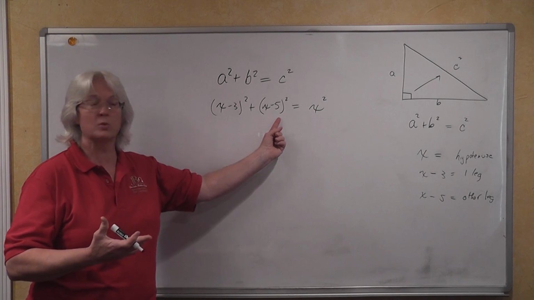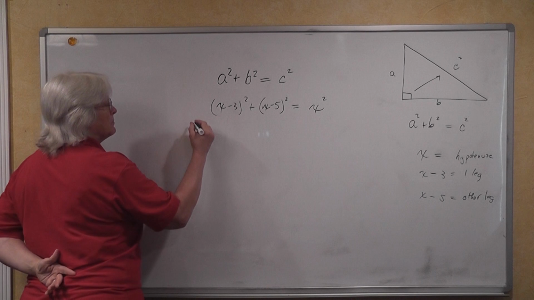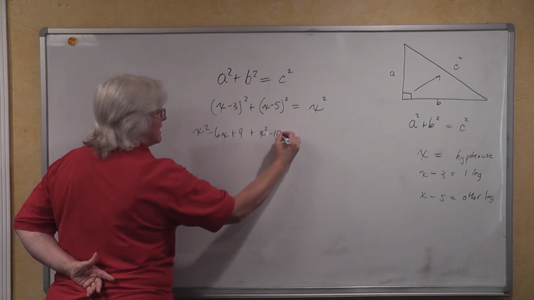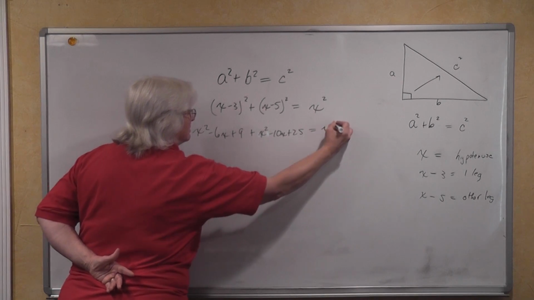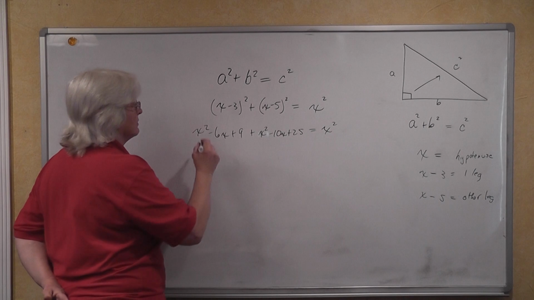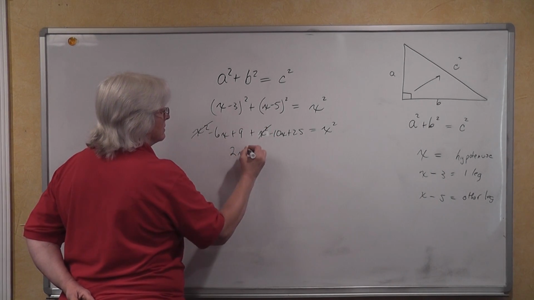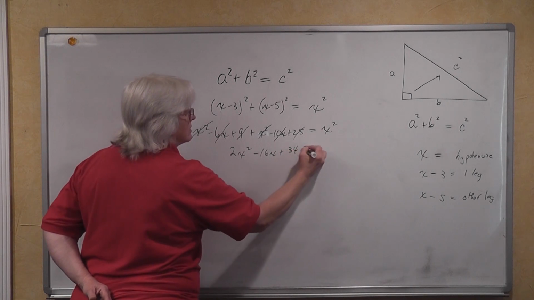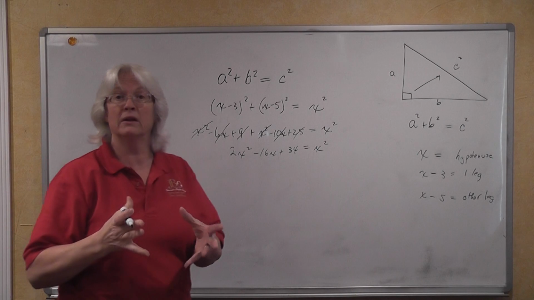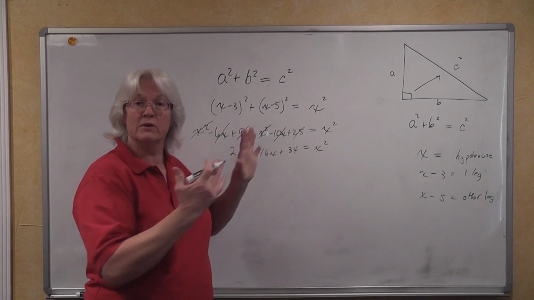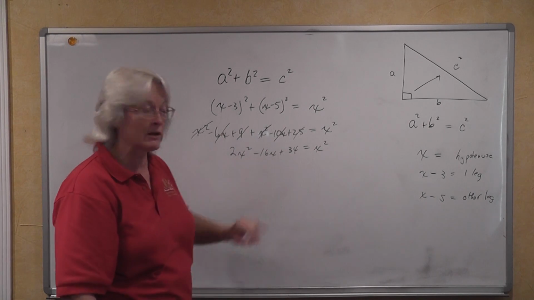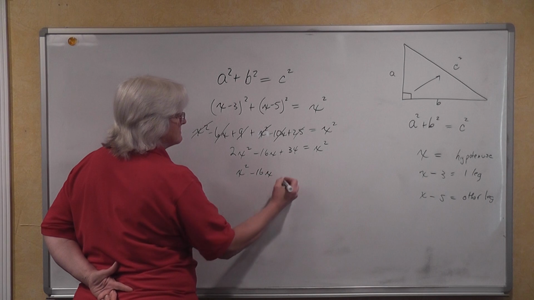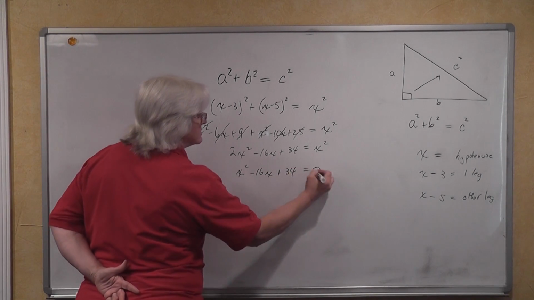Well, now what are we going to do? We have two squares that we need to do, two perfect square trinomials. We end up with x squared minus 6x plus 9 plus x squared minus 10x plus 25 is equal to x squared. Now we go ahead and collect like terms: 2x squared minus 16x plus 34 is equal to x squared. We want to set this equation so that the entire polynomial is equal to 0. So we need to subtract an x squared from both sides of the equation: x squared minus 16x plus 34 is equal to 0.